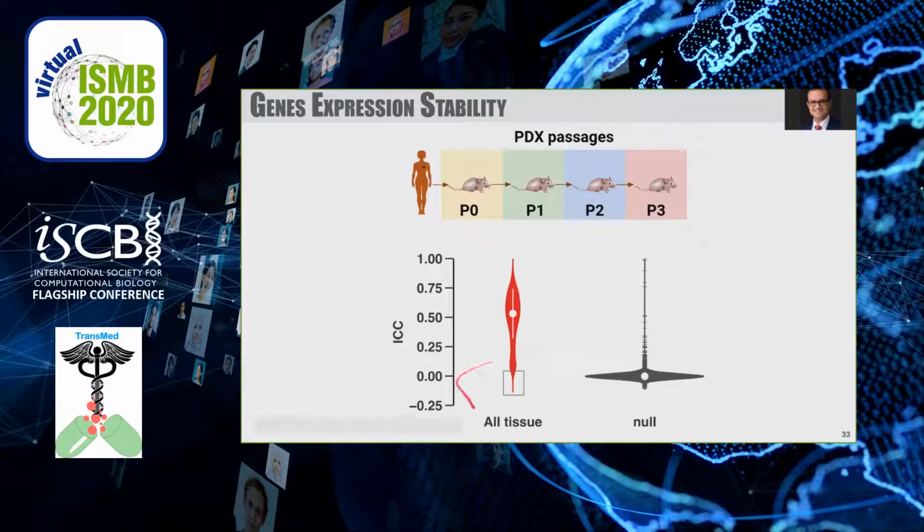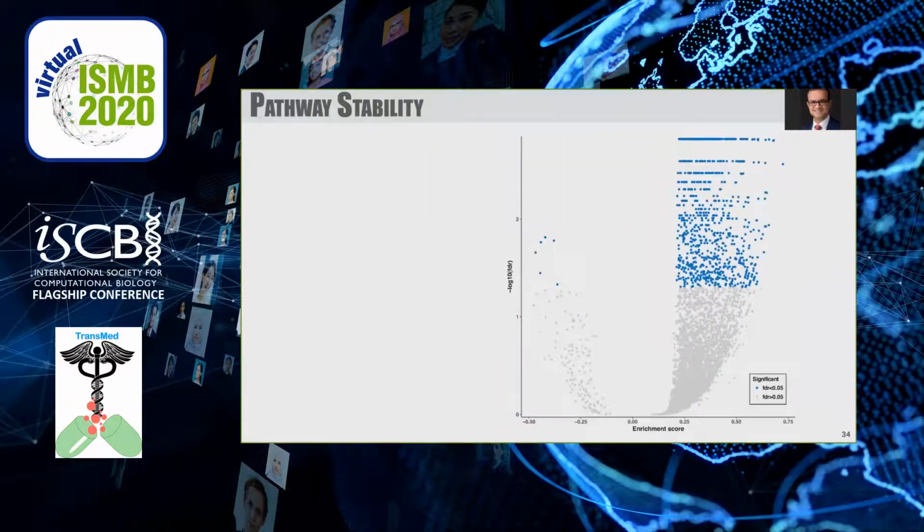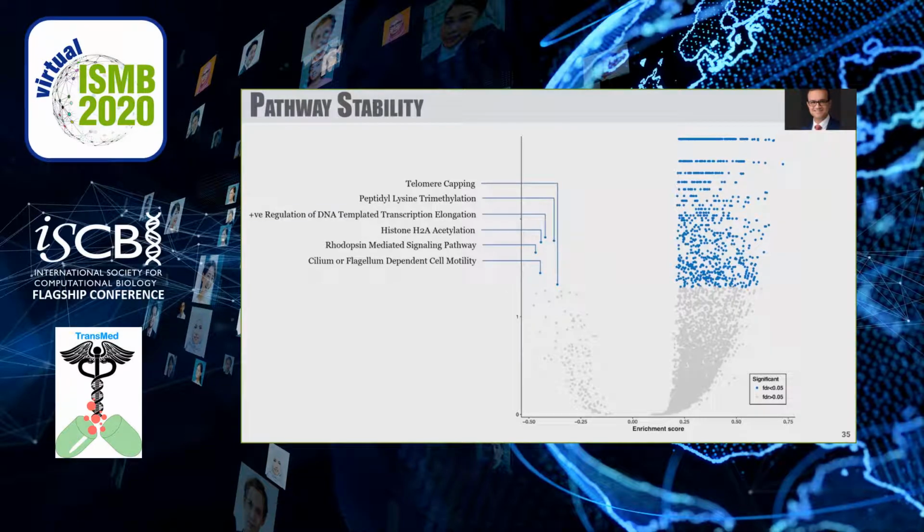However, for certain genes, the ICC value is low, which indicates that expression of these genes is not stable across passages. We also analyzed the pathways associated with these genes, and most of the pathways are highly stable across passages. However, we found that there are a few pathways that are not stable across passages. So if you're targeting these particular pathways in the PDX experiment, you have to be careful about the passage effect.